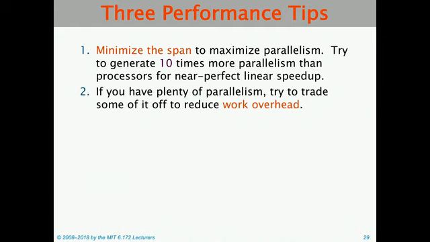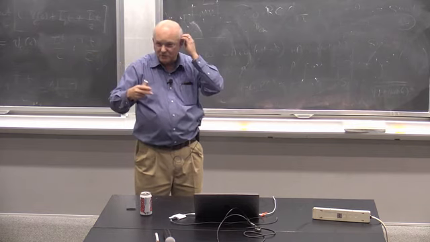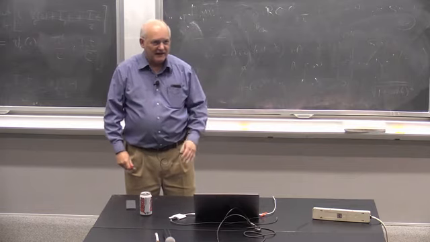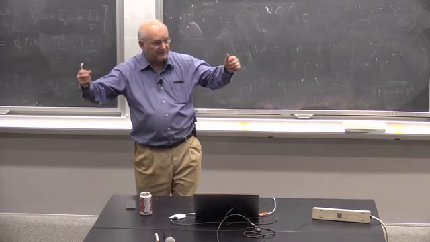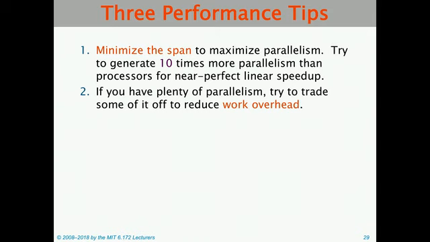If you have plenty of parallelism, try to trade some of it off to reduce the work overhead. The idea was that for any of these things, you can fiddle with the numbers, the grain size in particular. It reduces the parallelism, but it also reduces the overhead. And as long as you've got sufficient parallelism, your code is going to run just fine in parallel. It's only when you're in the place where you don't have enough parallelism and you don't want to pay the overhead that it gets sticky. But most of the time you're going to have way more parallelism than you need, and the question is how you can reduce some of it in order to reduce the work overhead.